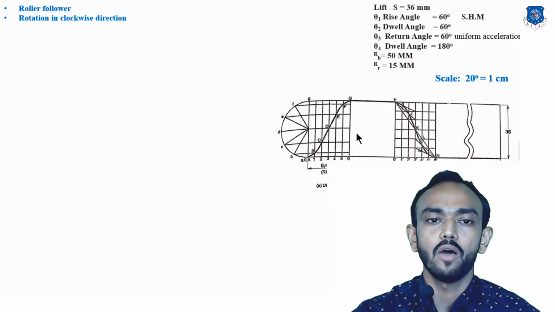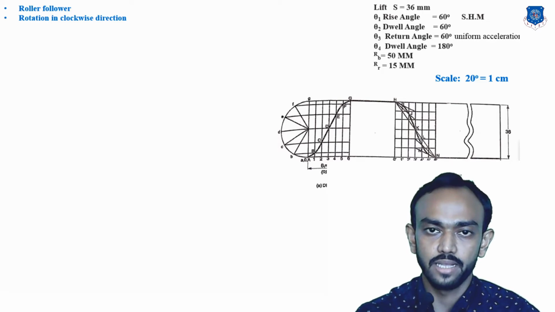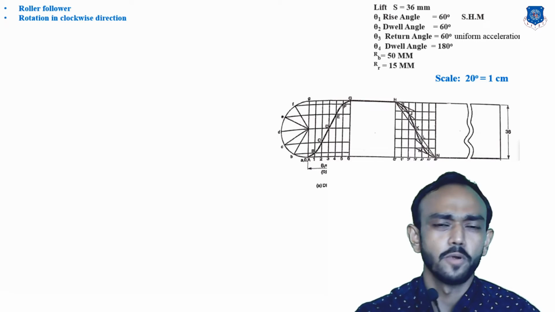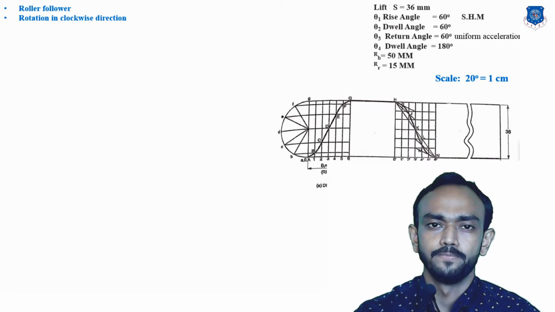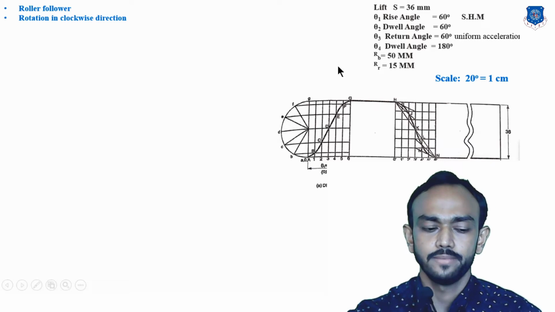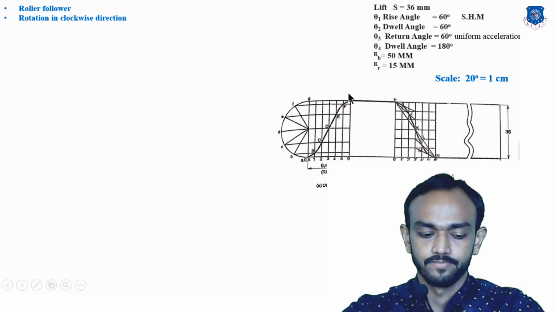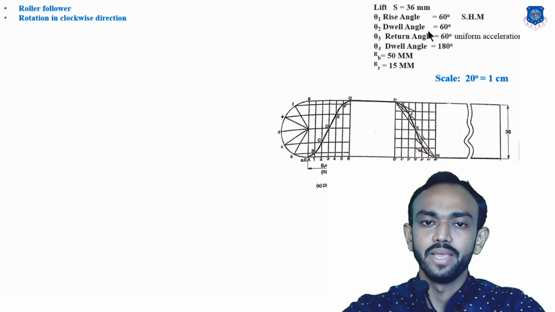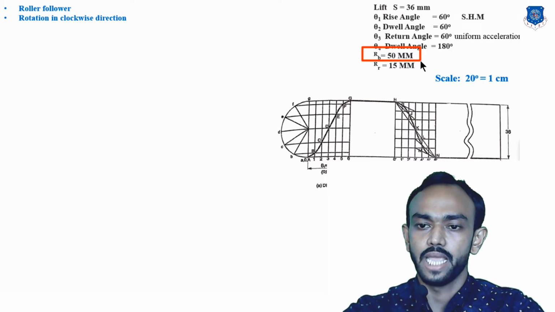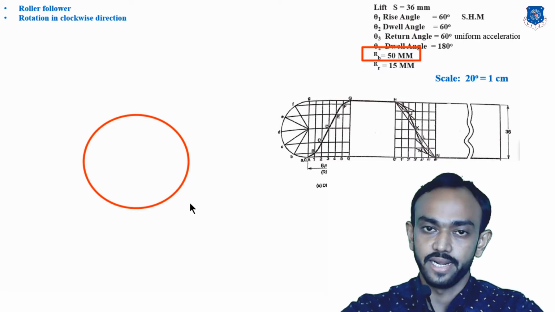So that's how you will get this displacement diagram. Now we are going to start the cam profile. There are very few points that are different. 2 or 3 points we have to make sure of during the roller follower. Okay, let's start. So first of all, base radius. Check the base radius is given. Base radius is equal to 50 mm. So first of all, make a circle of 50 mm radius.